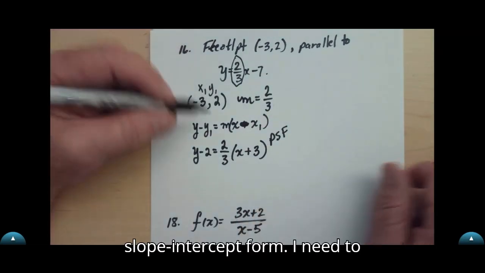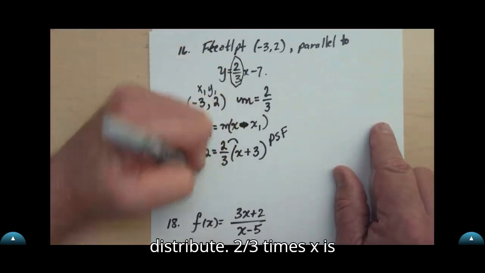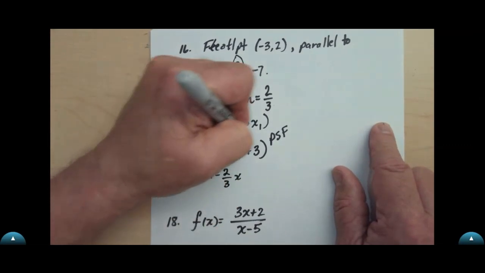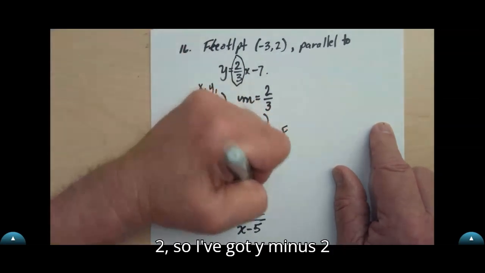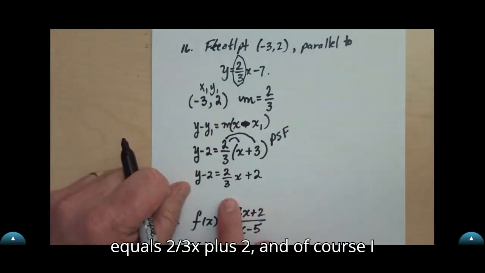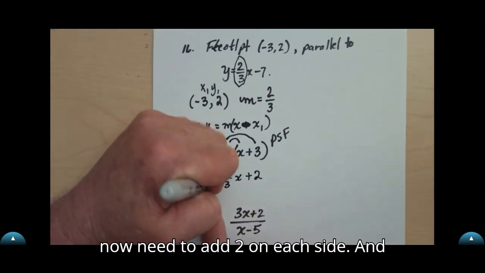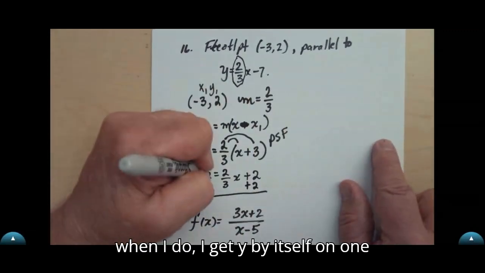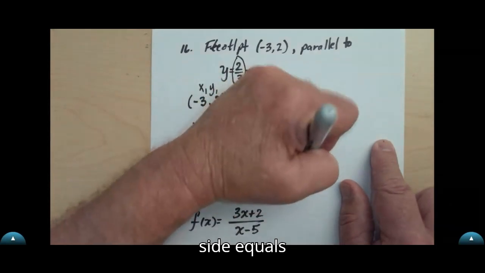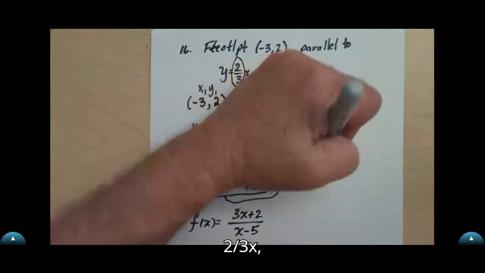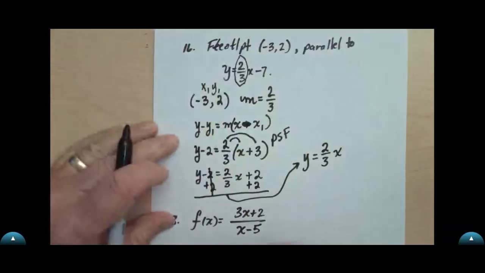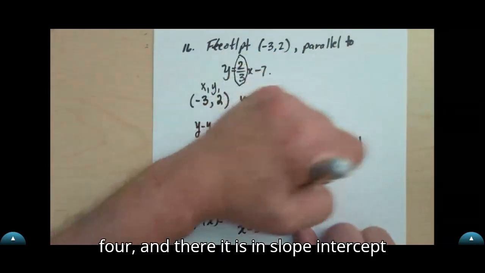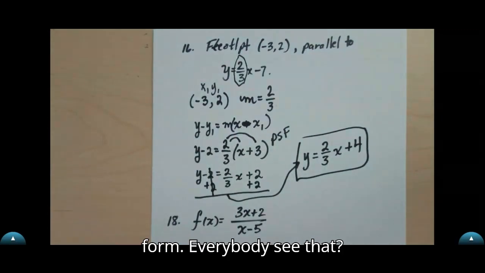We're asked to put it into slope-intercept form. I need to distribute. 2/3 times x is 2/3 x. 2/3 times positive 3 is positive 2. So I've got y minus 2 equals 2/3 x plus 2. And of course, I now need to add 2 on each side. And when I do, I get y by itself on one side equals 2/3 x, and then 2 plus 2 is positive 4. So y equals 2/3 x plus 4. And there it is in slope-intercept form. Everybody see that?